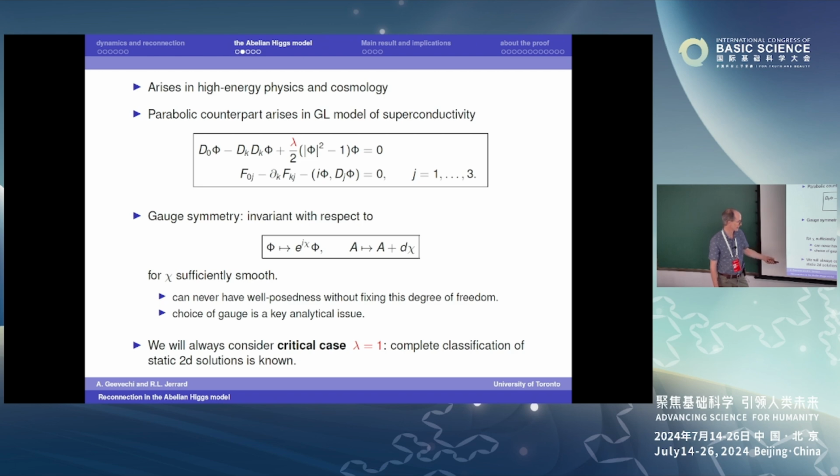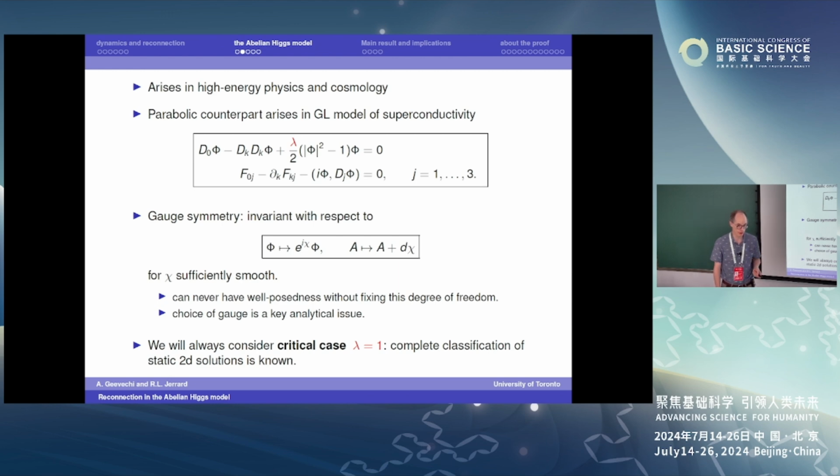Okay, so let's say this here. I'll always consider the case lambda equals 1 for reasons I'll discuss in a moment. The title of the talk refers to the critical Abelian Higgs model. Lambda equals 1 is the critical case. And let me remark first that the Abelian Higgs model arises in high energy physics and cosmology.